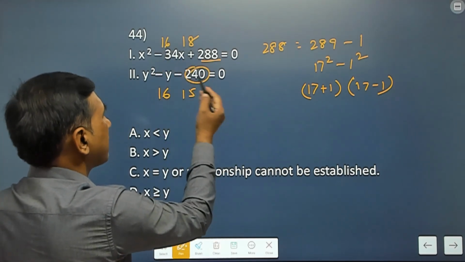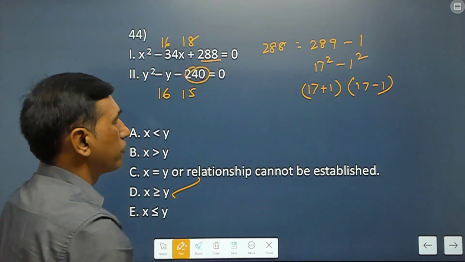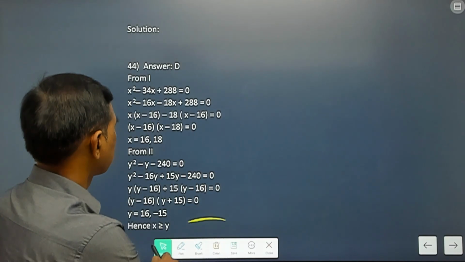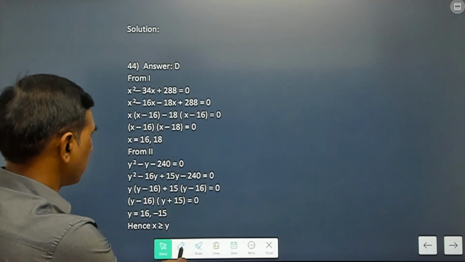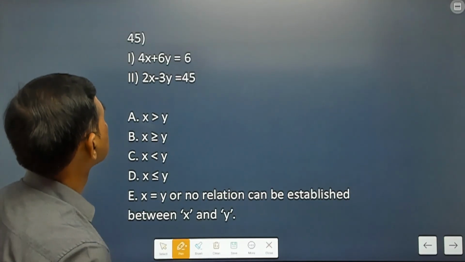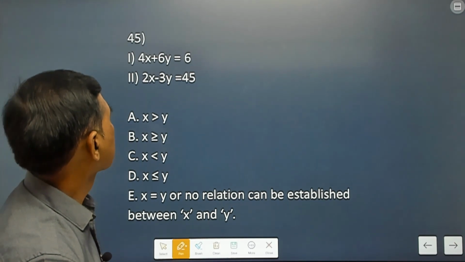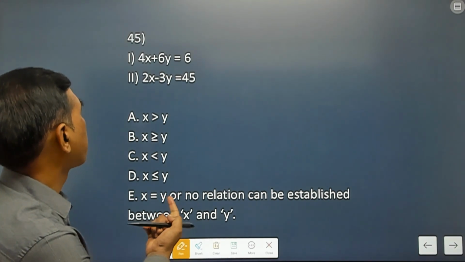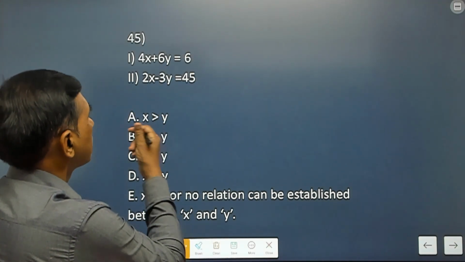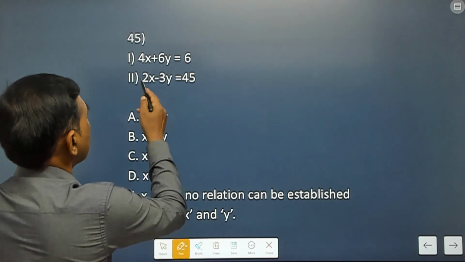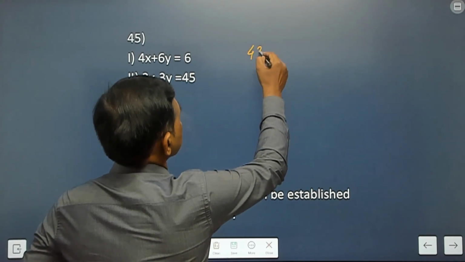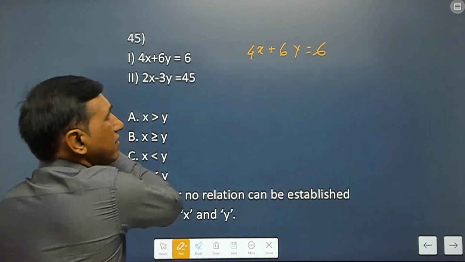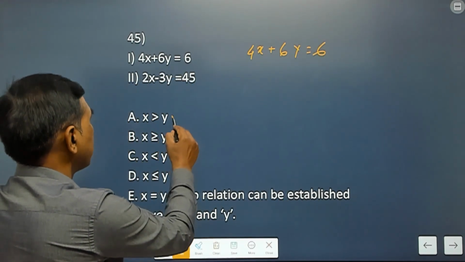So x is greater than or equal to y. Sure, the best way is to go for the calculation. See, if I use common sense, then I'll simply say that x is greater than y.